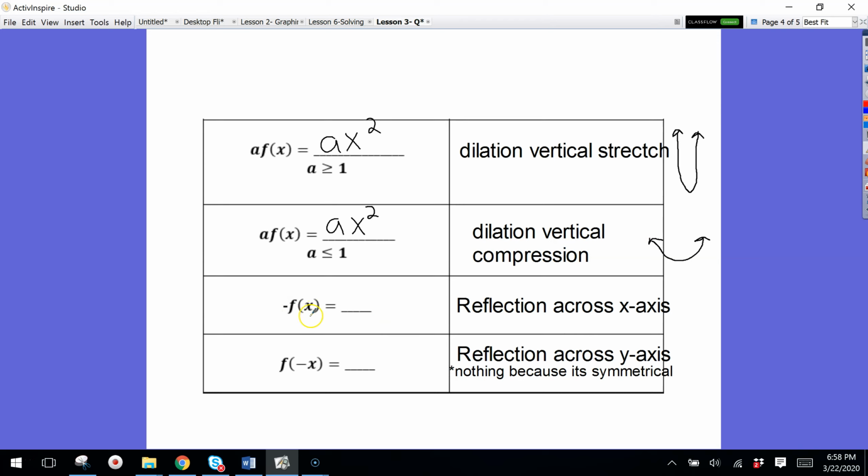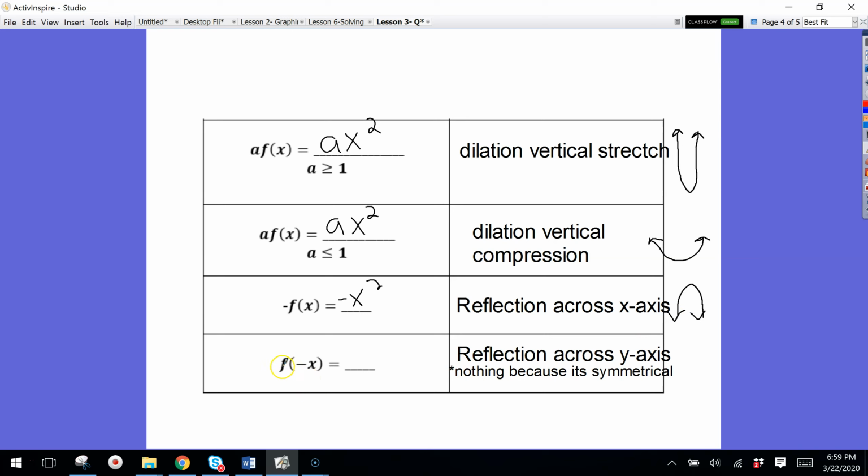The next thing you can do is multiply it by a negative number, by a negative 1. And this is going to look like negative x squared. Basically, it's going to reflect it across the x-axis, or flip it. So instead of going up, it's going to go down.